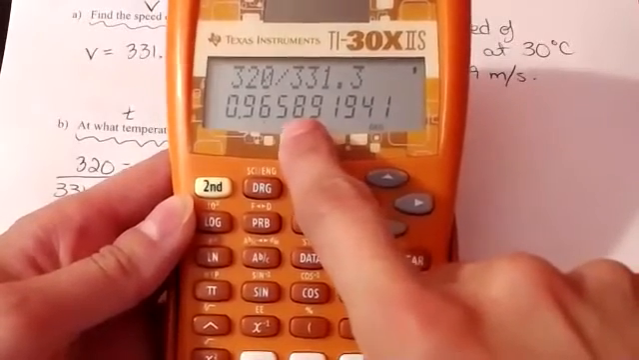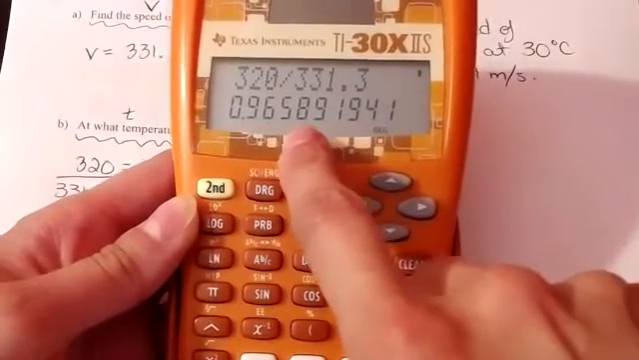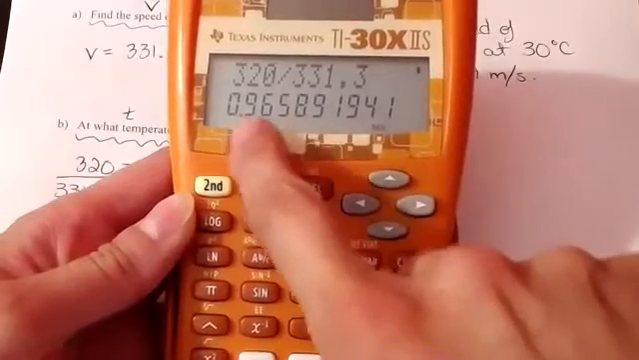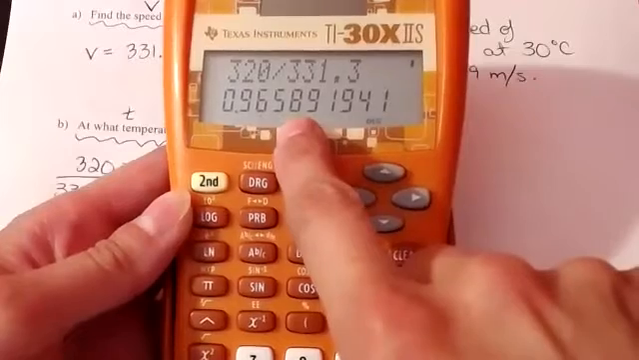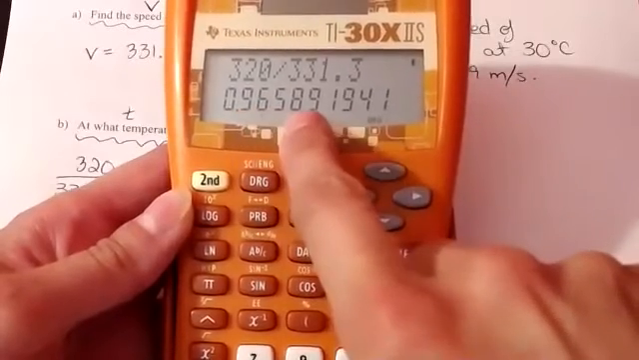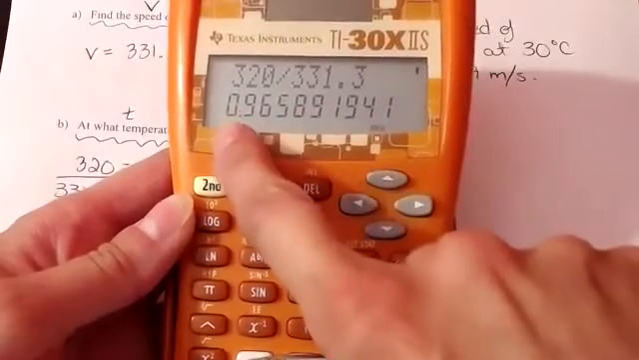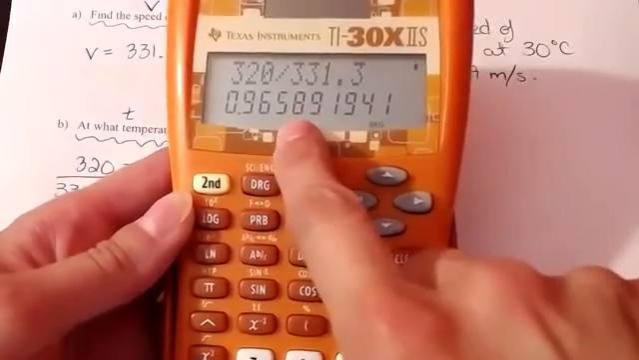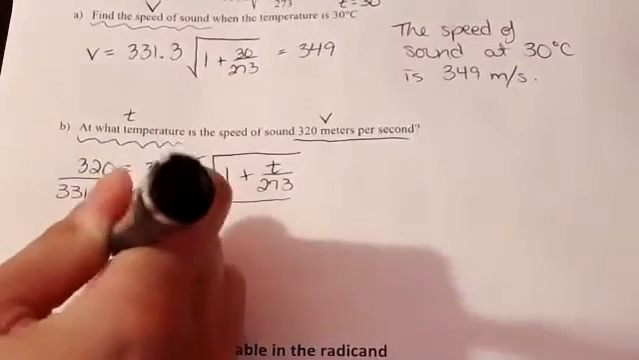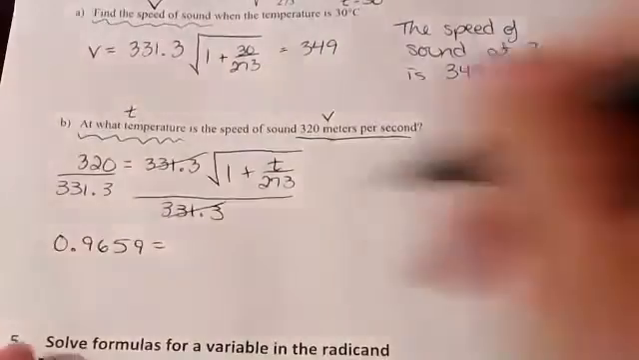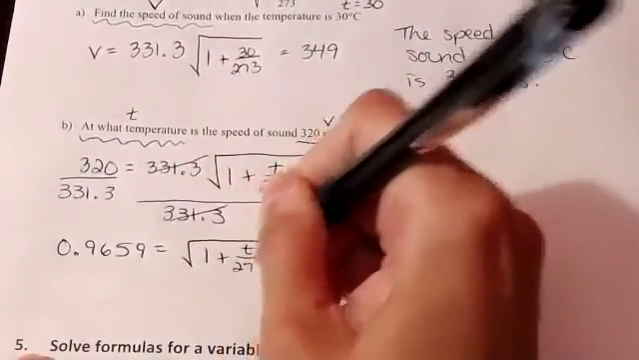Typically, when you're in pre-calc, calculus, differential equations, all those wonderful math classes, we typically leave our answers to 4 places after the decimal so that we can minimize error. So that would be my advice to you. Start using the strategy that you'll see students in calculus classes using, okay? So that means I'm going to write 0.9659. I'm going to round up. 0.9659. And now that's equal to the square root of 1 plus t over 273.